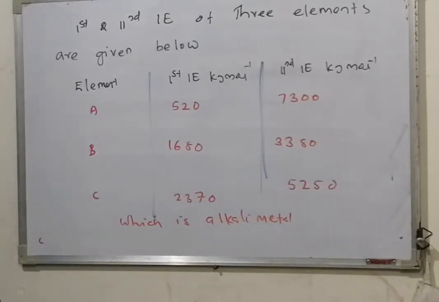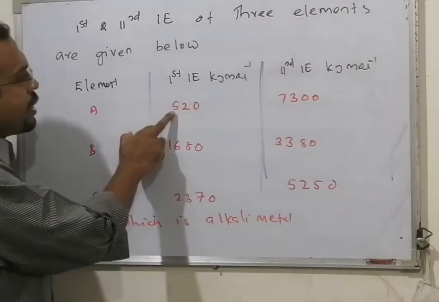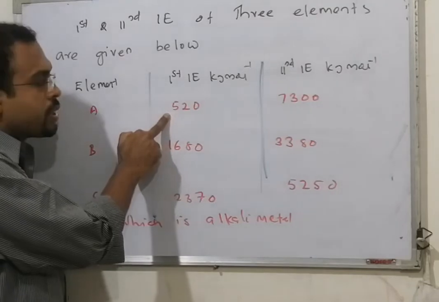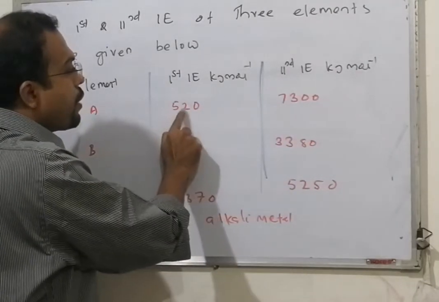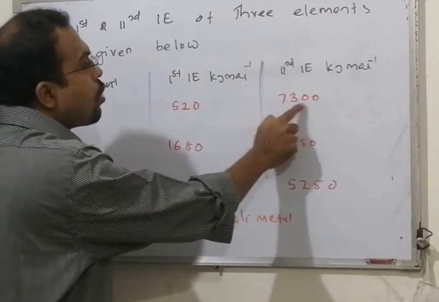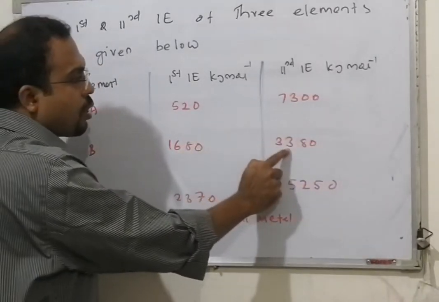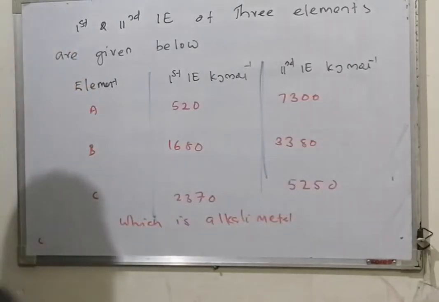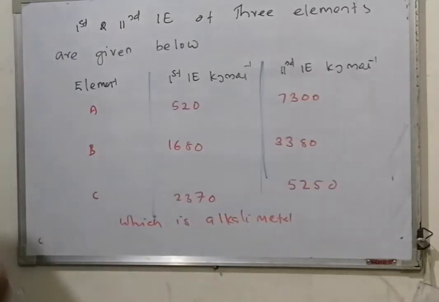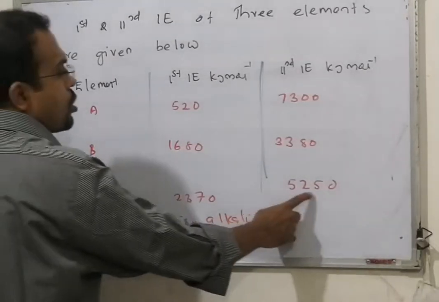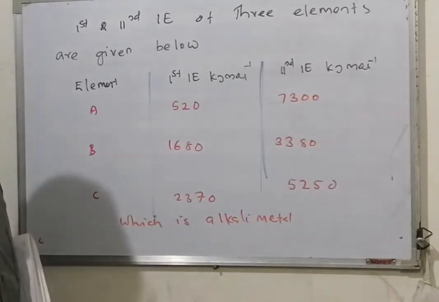You don't worry about the data. 3 elements A, B, C. Its first ionization energy 520, second is 7300. This is 1680, 3380. This is 2370, 5250. Which is alkali metal? That's the question.